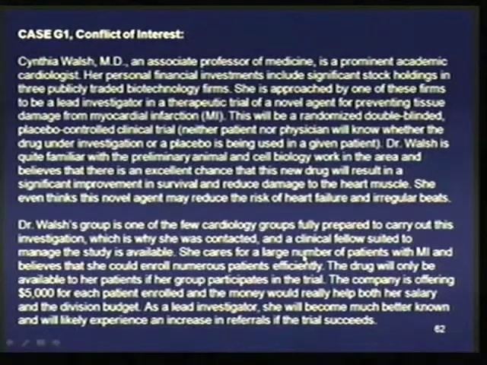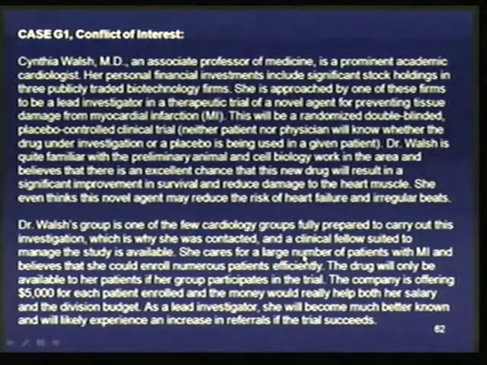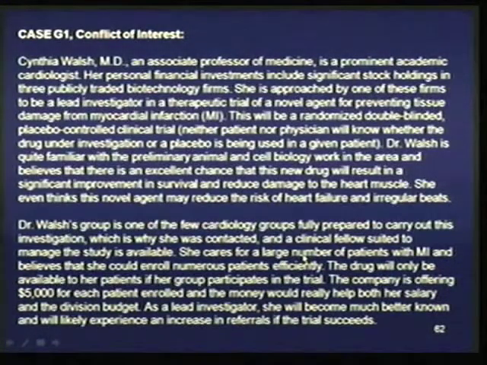Okay, are there any questions before we go on to cases? Okay. Okay, so here's the first case.